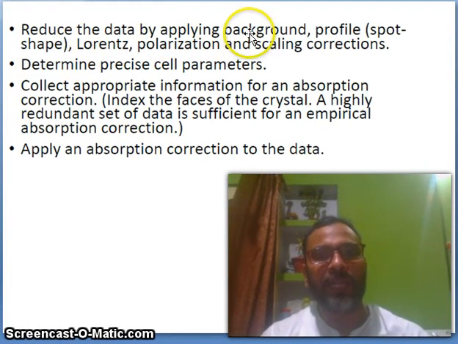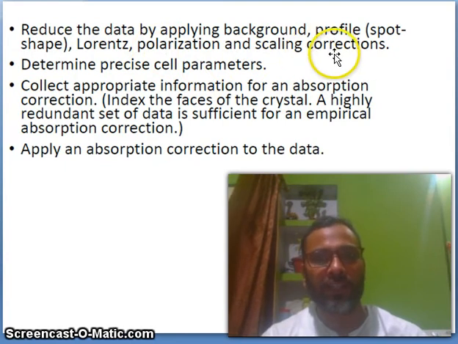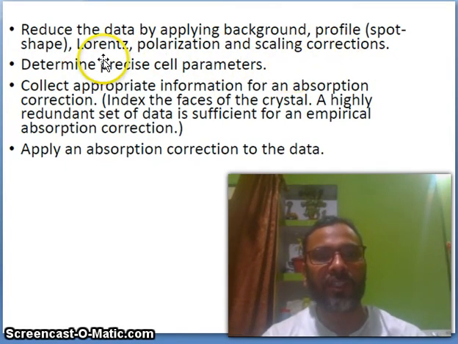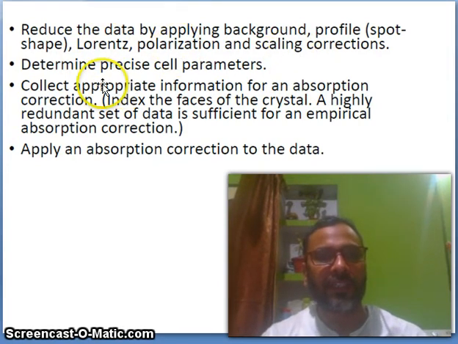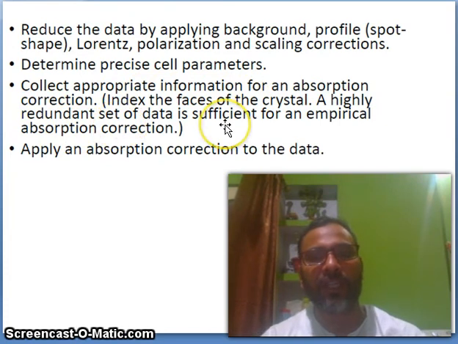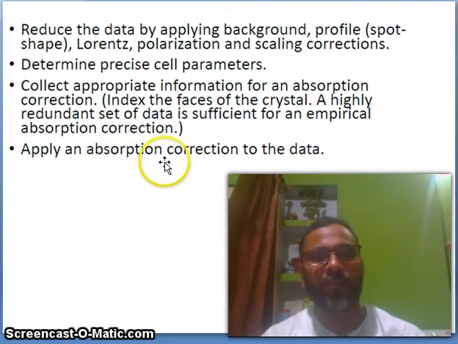Reduce the data by applying background, profile, spot shape, Lorentz, polarization and scaling corrections. About Lorentz corrections, I already discussed in a previous video. Polarization, scaling. Determine the precise cell parameters. Collect appropriate information for absorption corrections. Index the faces of the crystal. A highly redundant set of data is sufficient for an empirical absorption correction. You need the empirical absorption correction. Apply an absorption correction to the data.